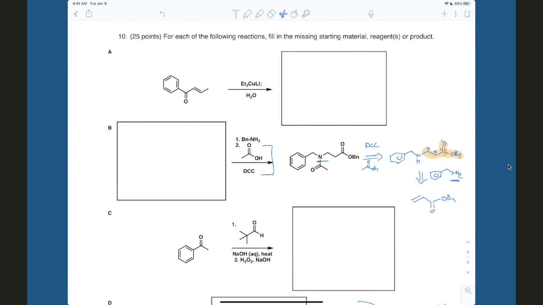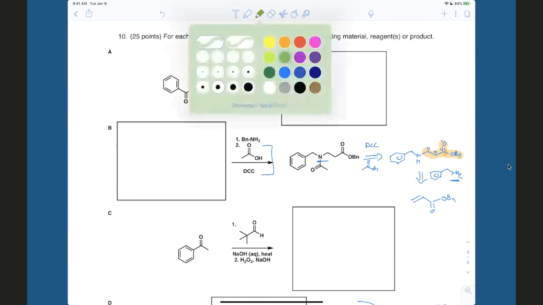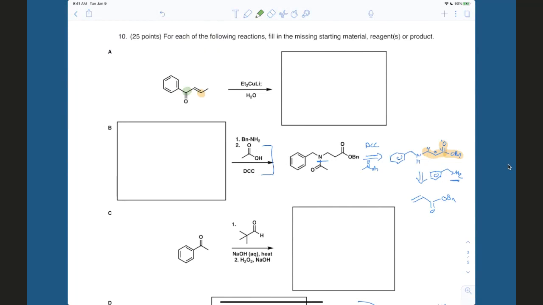All right, so we're going to ask a second question. This once again is asking, are we looking at a 1,4 addition or a 1,2 addition? And so using the knowledge from the prior sections, do cuprates add into carbonyls? No, they do not. So really our only option is going to be 1,4.